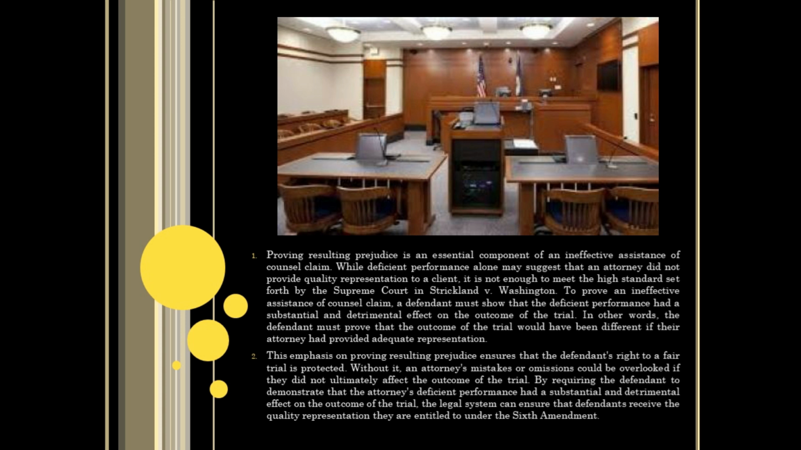This emphasis on proving resulting prejudice ensures that the defendant's right to a fair trial is protected. Without it, an attorney's mistakes or omissions could be overlooked if they did not ultimately affect the outcome of the trial. By requiring the defendant to demonstrate that the attorney's deficient performance had a substantial and detrimental effect on the outcome of the trial, the legal system can ensure that defendants receive the quality representation they are entitled to under the Sixth Amendment.